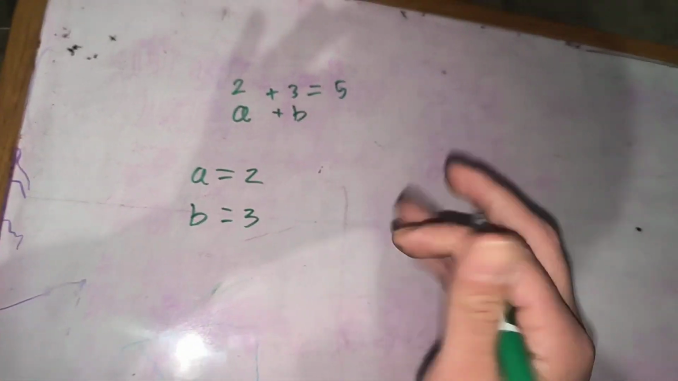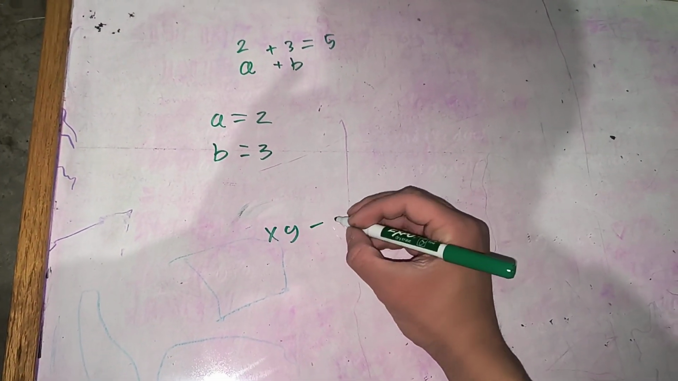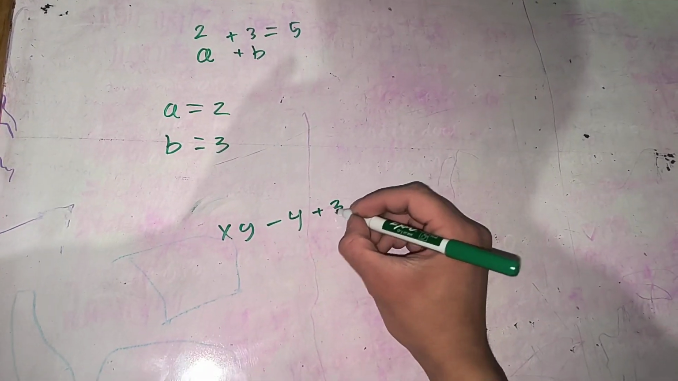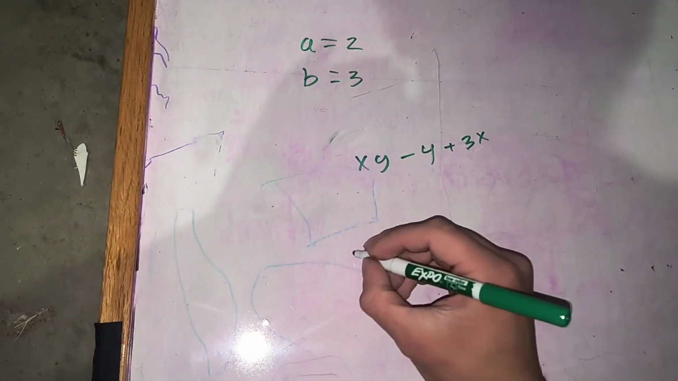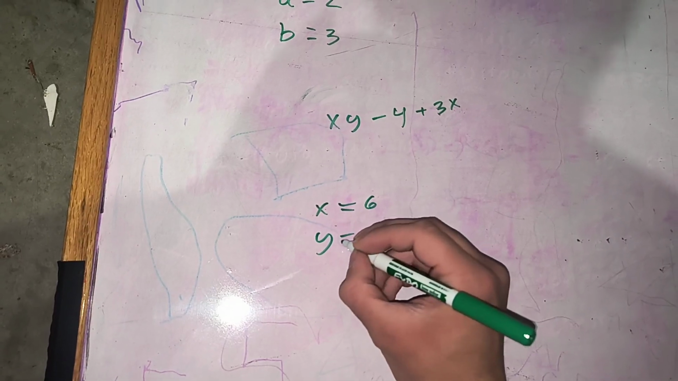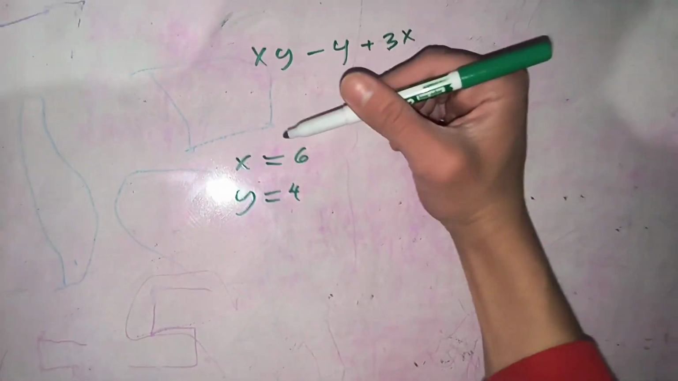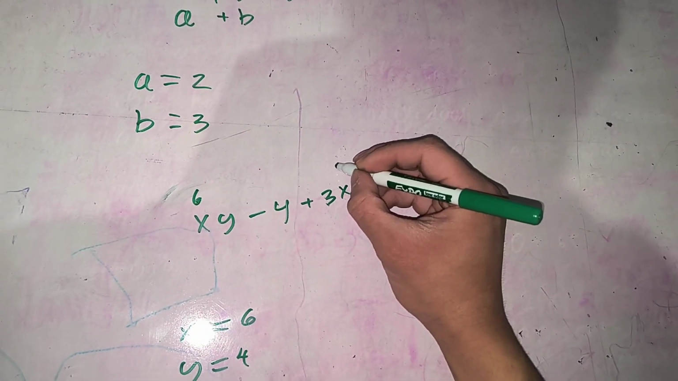Well, let's go through a more complicated one, like x times y minus y plus 3 times x. And let's say x is equal to 6 and y is equal to 4. Okay? So every place we see an x, we replace it with the 6. 6 right there, and 6 right here.